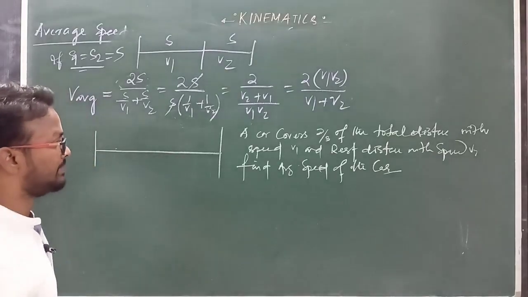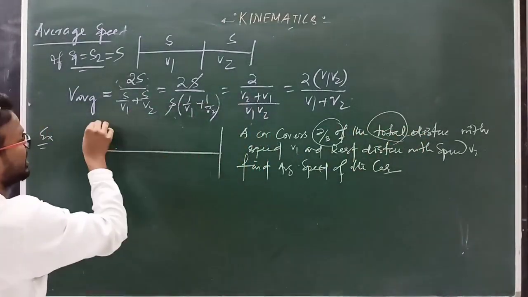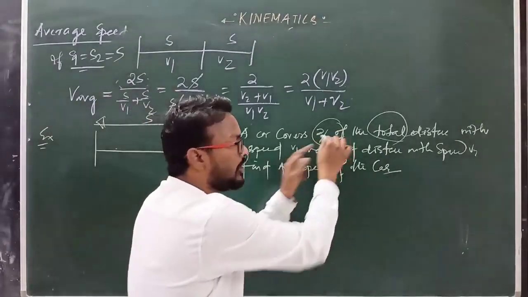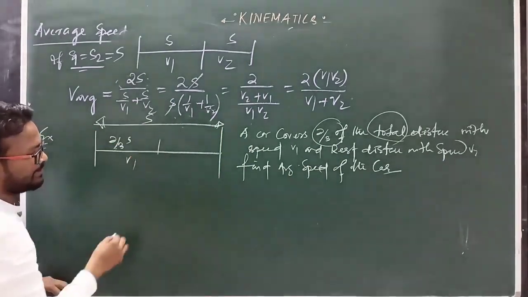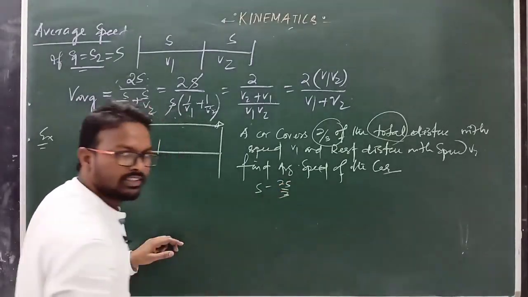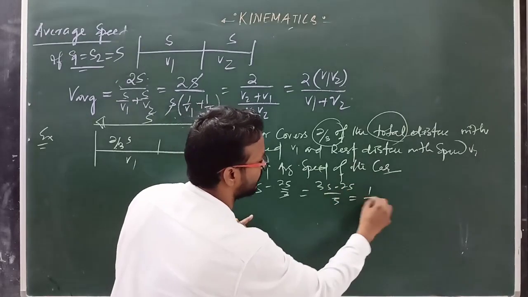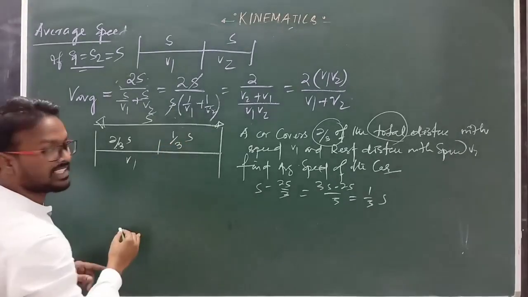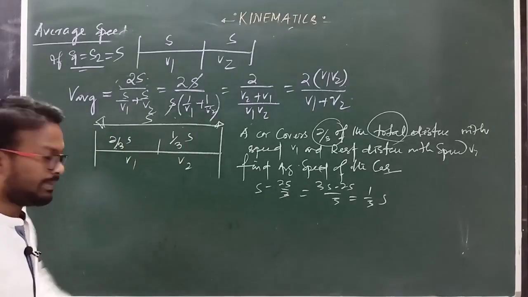So how can we find the average speed? According to the question, 2/3 of the total distance. Suppose the total distance is S; then 2 by 3 S is covered with speed V1, and the rest distance is S minus 2S by 3, that is 3S minus 2S by 3, which equals 1 by 3 into S. The rest distance, 1 by 3 S, is covered with another speed V2. So we have to find the average speed here.